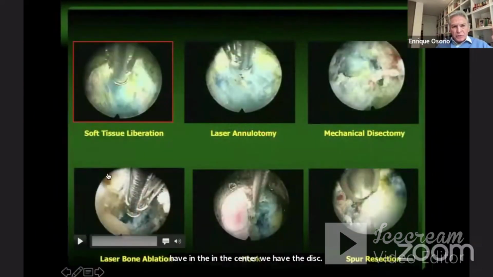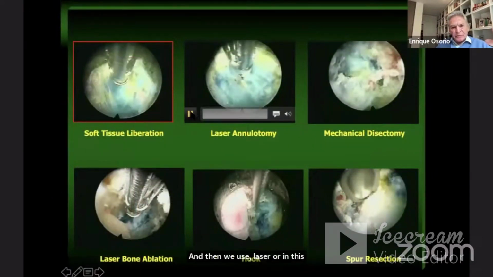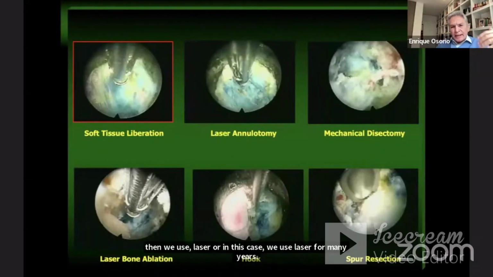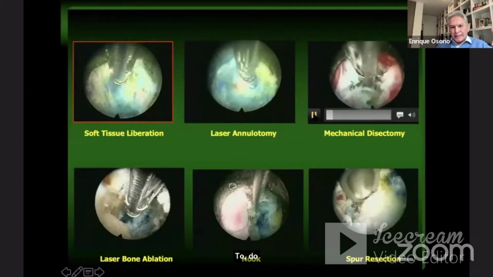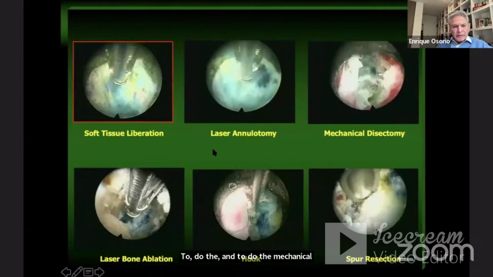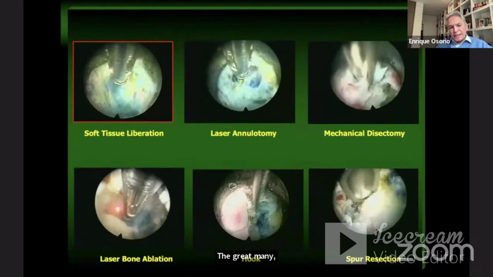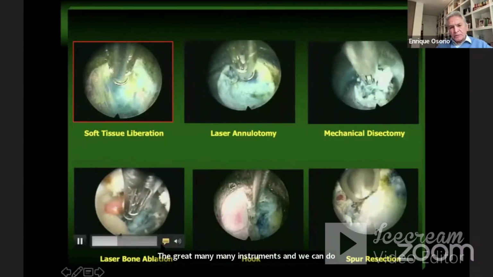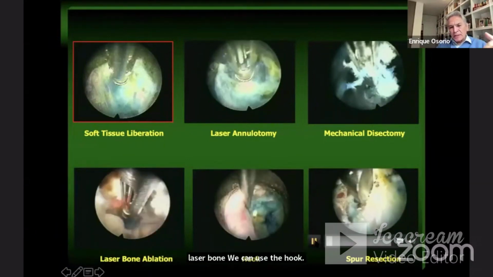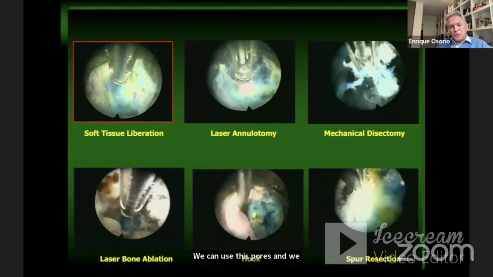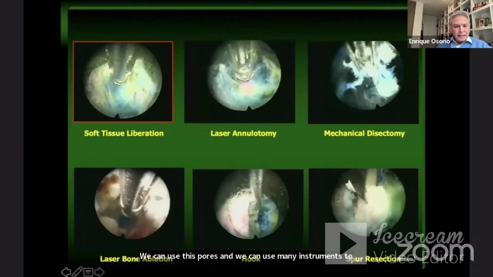And we use laser, or in this case we used laser for many years, to do the annulotomy and to do the mechanical discectomy. We use many instruments, and we can do bone ablation with laser. We can use the hook, we can use the spurs, and we can use many instruments to open the foramen to take out the disc.